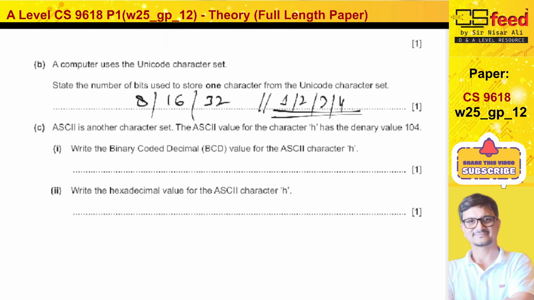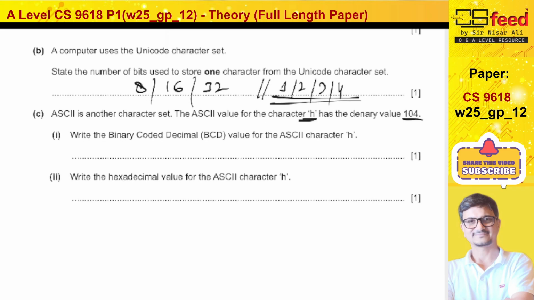All right. ASCII is another character set. The ASCII value for the character H has the denary value given. Write the BCD value of the ASCII character H. Now the denary value is 104. How will we write this in BCD? BCD means we need to separate the digits: 0, 0, 0, 1 for the 1, 0, 0, 0, 0 for the 0, and 0, 1, 0, 0 for the 4. This is the BCD representation of the value 104.